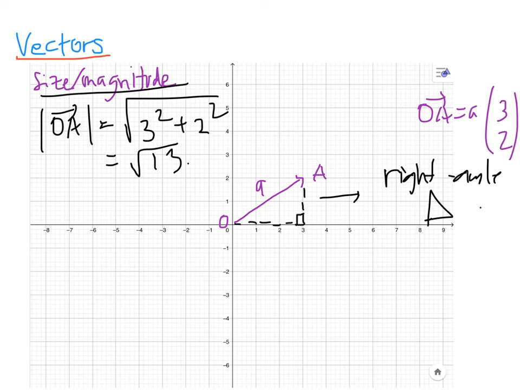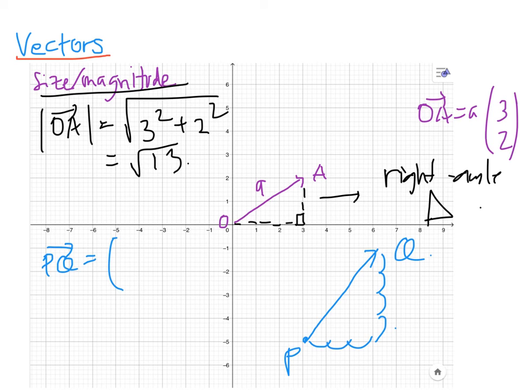I'll give you another example. Let's say we have the bigger one like this. Let's say this is PQ. Then you see 1, 2, 3, 1, 2, 3, 4. So the vector PQ itself is actually (3, 4): 3 to the right and 4 up. Then the magnitude of PQ will be 3 squared plus 4 squared, exactly like the Pythagoras theorem. So it's 5 units.